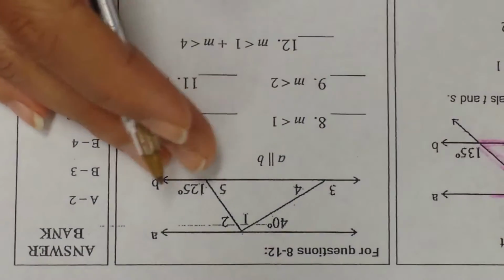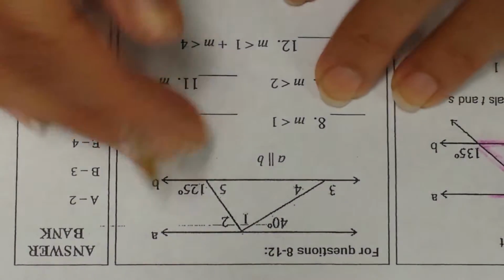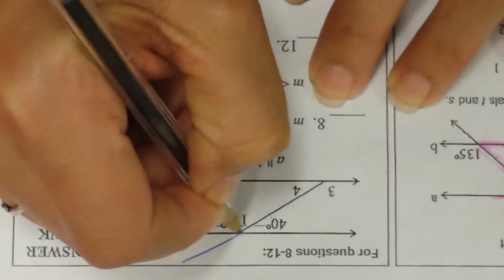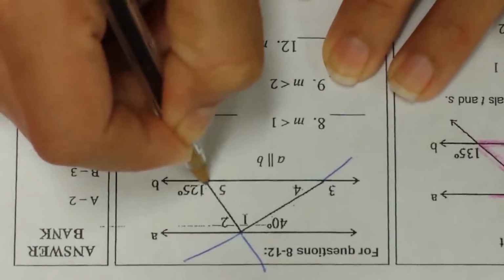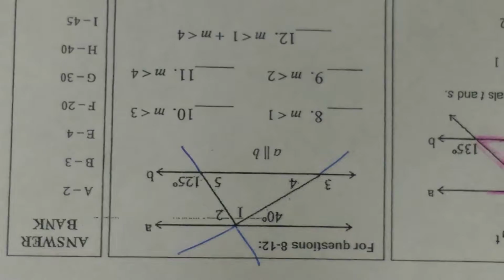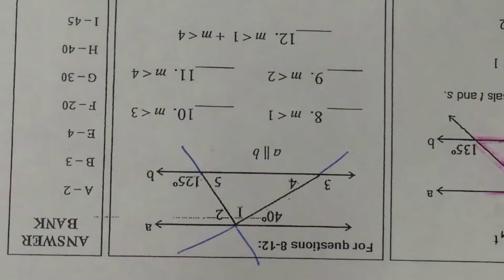All right, again, first thing you always do, extend any lines if they need extension. So I'm just going to make these lines longer. It just makes it easier for us to see. All right, start off with the most easy, vertical, linear pair, and then go to Z's.